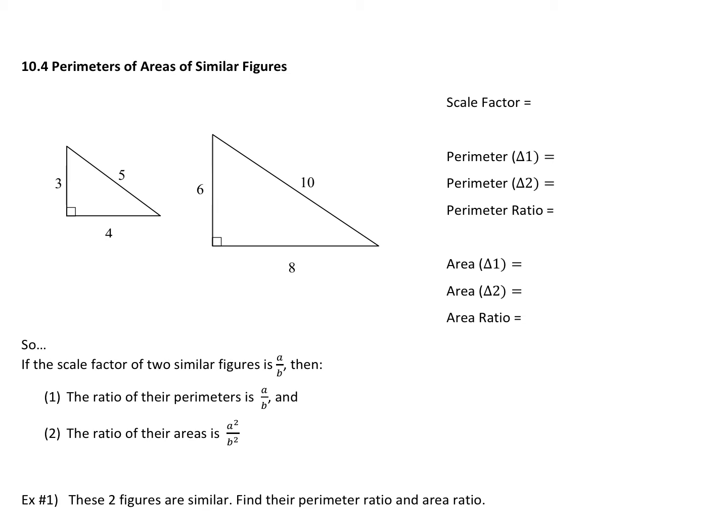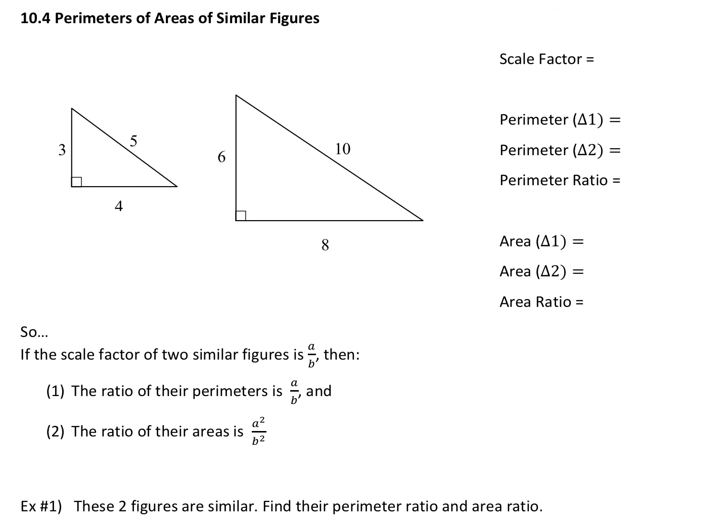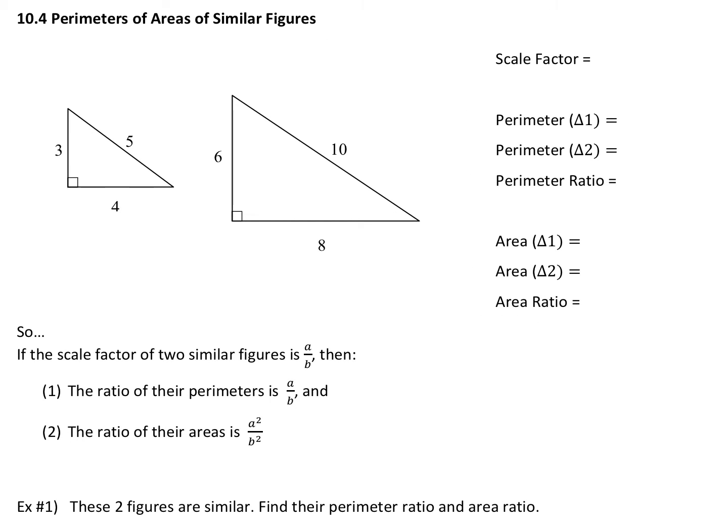Can you tell me a scale factor for those two triangles? 1 to 2, yeah. 3 to 6, right? You just find corresponding sides, and you set up the ratio. So 3 to 6 is a scale factor of 1 to 2. Okay, so that's the scale factor for those two triangles.